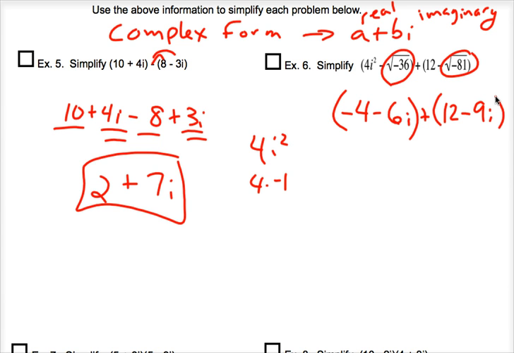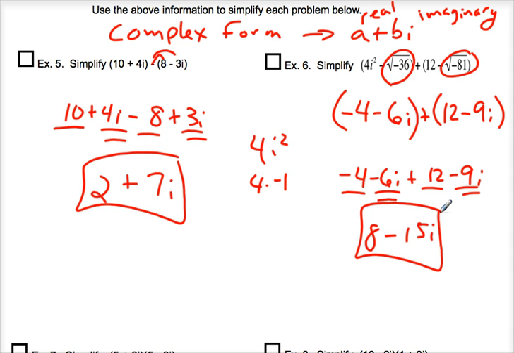This is an adding problem, so really there's not much to it. You just drop the parentheses, add the real numbers and get 8, add the imaginary numbers and get -15i. That's in standard form. You have your real number first, imaginary second.